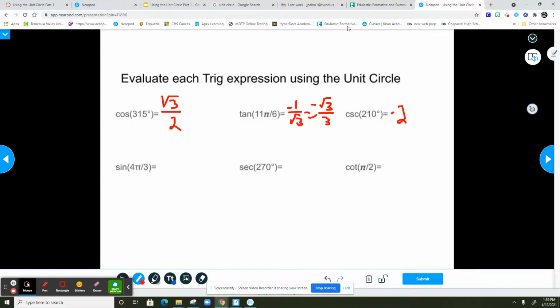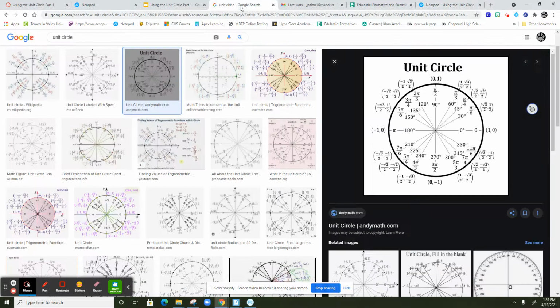Sine of 4 pi thirds. So we go to 4 pi thirds. Sine is the y value, so negative rad 3 over 2.